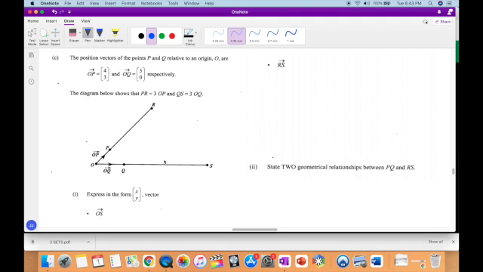You notice I haven't even read the question yet. The diagram below shows that PR, which one is PR? P to R, is 3 times OP. So whatever OP is, this will be another OP, this will be another OP, and this will be another OP. Because this distance, this distance, so PR is really just OP 3 times. And QS, this is Q and this is S, is 3 times OQ. So QS is just OQ 3 times. Scotia, you okay with this so far?